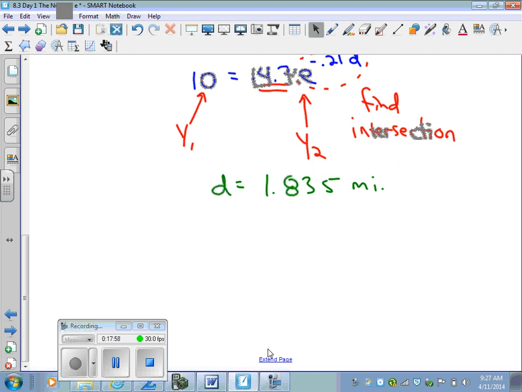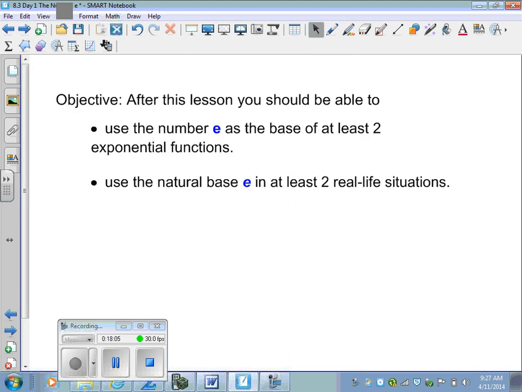Okay, so did we do the things that I said we were going to do? Did we use the number e as the base of at least two exponential functions? Yes, go back in your notes if you want to and take a look at that. We did that. Did we see the base e, the natural base e, in at least two real-life situations? Well, we saw the banking problem, we saw PERT, right? And we saw the air pressure problem, right? So we saw it in two cases there.